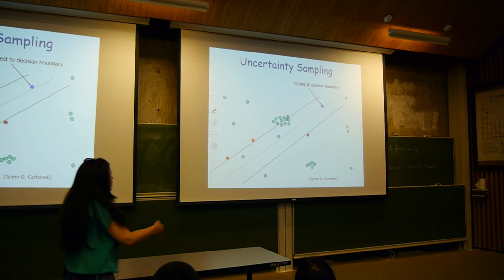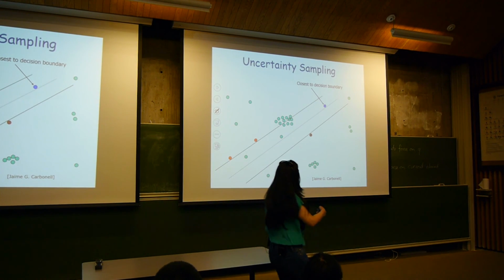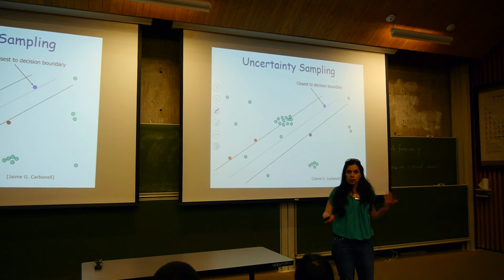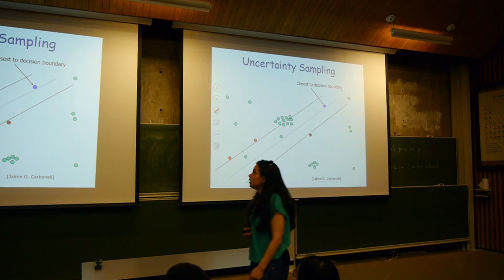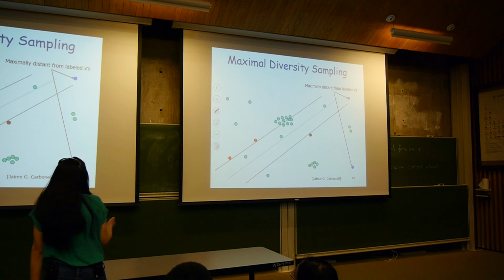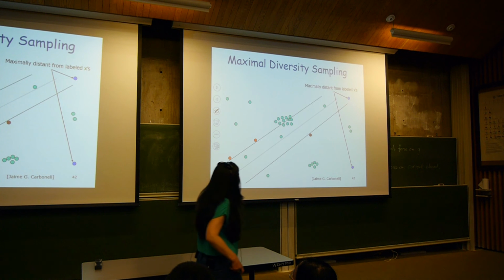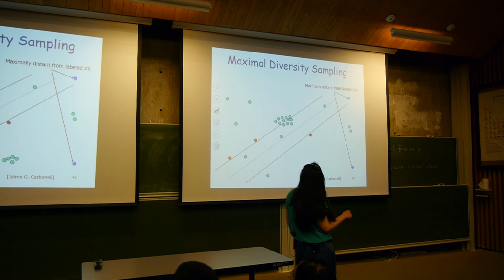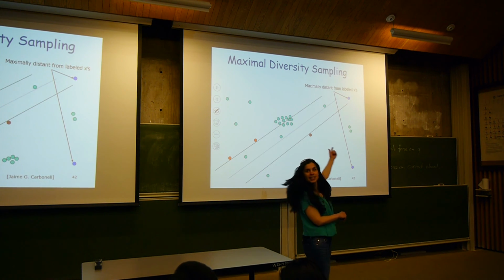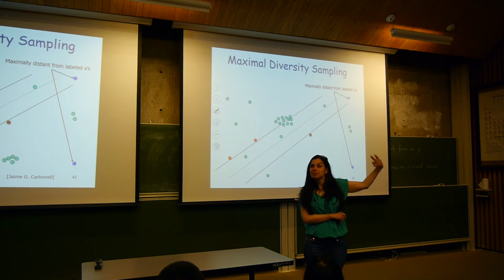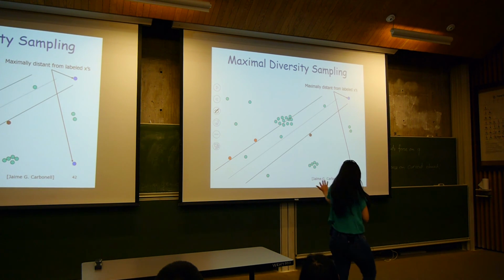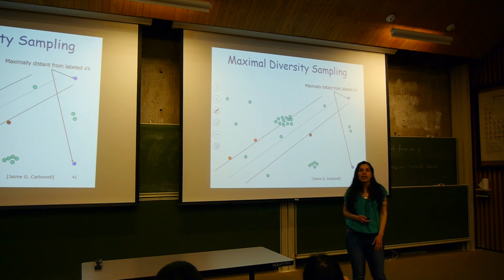Another one is the one I mentioned, active SVM: pick the point close to the current decision boundary, which we've seen can do really poorly sometimes. Another one would be to increase diversity, and pick the point that is maximally distant from all the labeled points. It's again another heuristic, and it would also be interesting to understand.